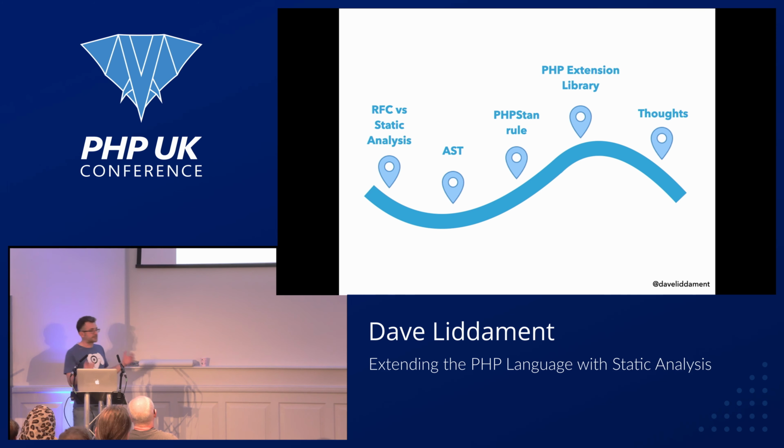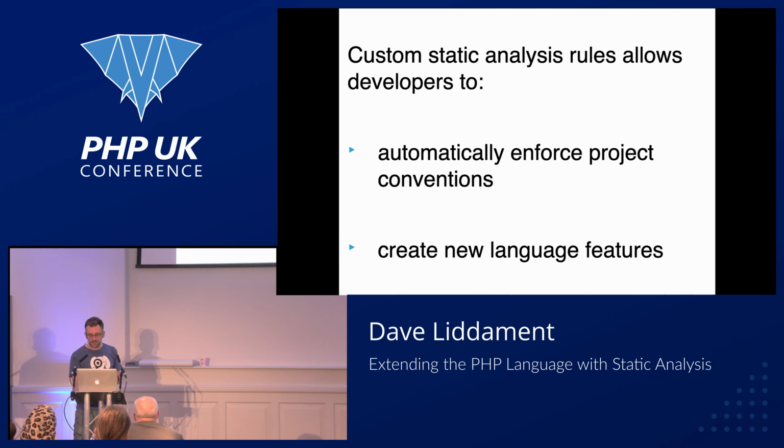So that's my journey. It started with something that I wanted to do. Yes, I could have tried to get it through an RFC, but if it happened, I'd probably be talking about that at a conference in 2030. But instead, we can get this all done, and I can talk about it with you today. But the key things really are custom static analysis rules. They allow developers to communicate intent. They can automatically enforce project conventions, and we can use them to create new language features.